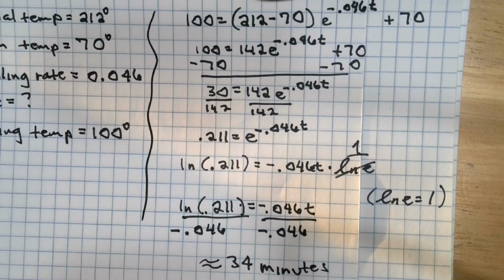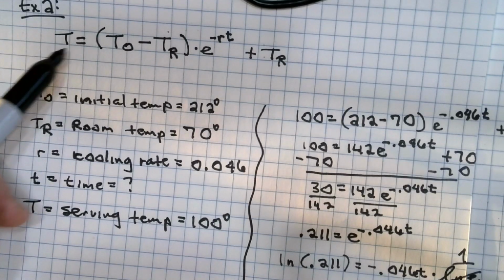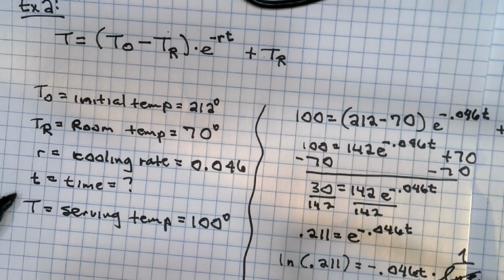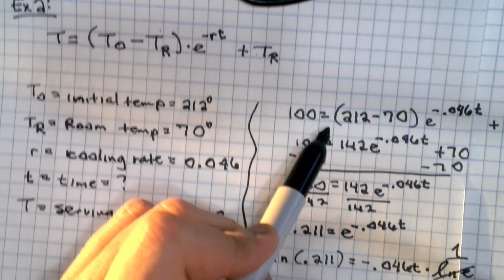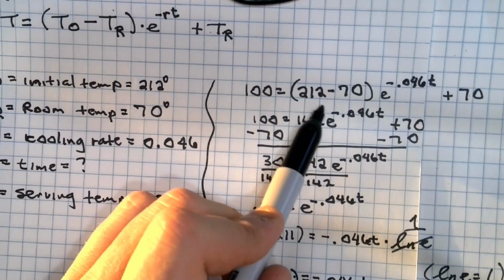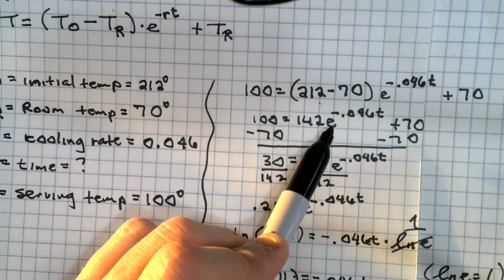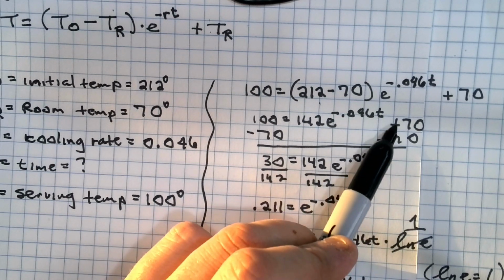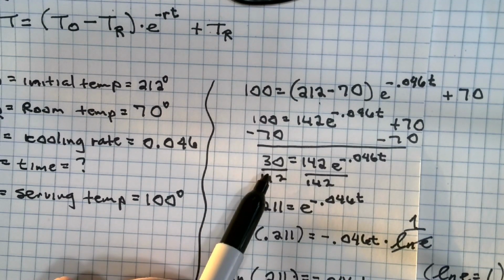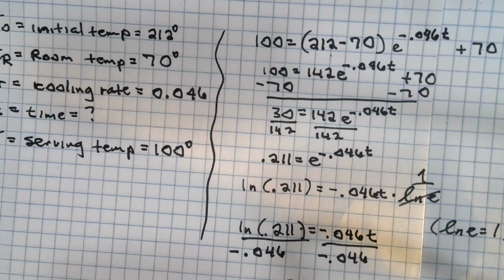Okay, so to summarize this problem up real quick, what we did is we took this formula right here, we figured out what all of those letters mean, and we filled everything in. We then took our values for each of these variables and substituted them in here. Here we first had to subtract this to get 142. We want to get the e, the term with the exponent variable, by itself. Take away 70, divide by 142, and then we want to take the natural log of both sides and then solve it.